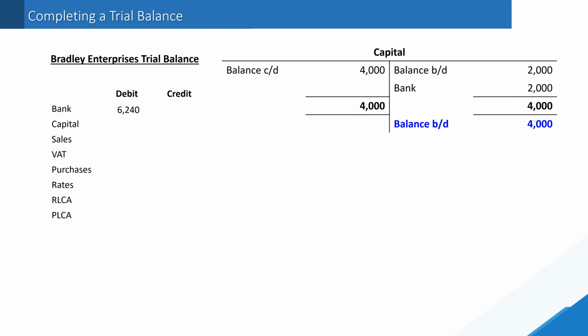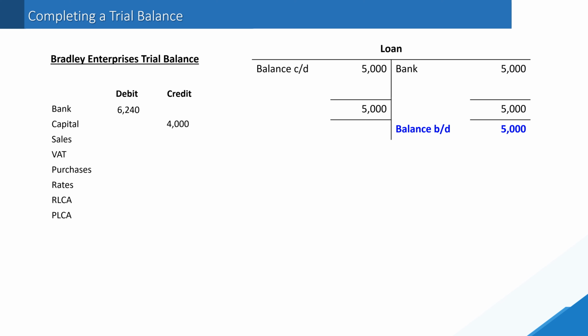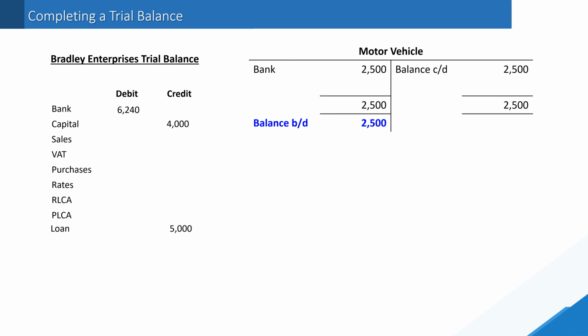The capital account has a balance brought down of £4,000 and will be recorded on the credit side of the trial balance, just like the balance brought down is a credit in the capital account. The loan account is a liability account, and it shows what we owe. It has a balance brought down of £5,000, and therefore we will have a credit against the loan account of £5,000 in the trial balance. The motor vehicle account is a non-current asset account of £2,500, and that will be shown as a debit in the trial balance.